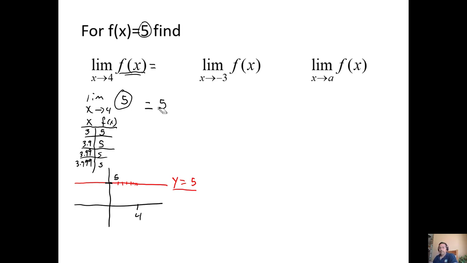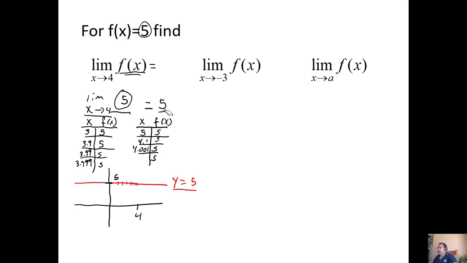Now, if you are going to make a numerical argument, and you are going to make a table, remember that your table really should include approaching your input value from both sides. This table here, the numbers are just approaching from being less than 4. Now we want to be more than 4, starting at 5, then 4.1, then 4.001. Remember that we're approaching 4, limit as x goes to 4. But your output is always 5, because it's the constant function 5. And so your limit is 5.